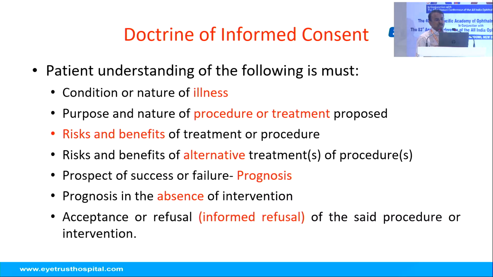Then coming to the doctrine of informed consent, it should have the following in it: condition or nature of illness, procedure or the treatment proposed, risk and benefits of the treatment, alternative treatment and the risk and benefits, and prospect of success or failure, that is prognosis, prognosis of absence of intervention. If they are not ready to undergo that intervention, what will happen if they don't undergo it, and acceptance or refusal or informed refusal for the said procedure or intervention should also be included in the doctrine of informed consent.